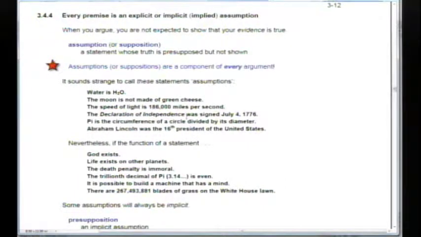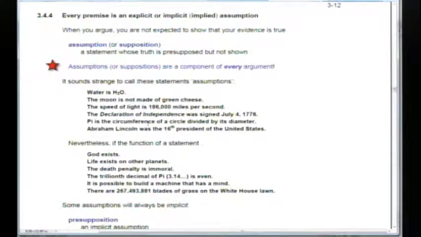Now, it sounds odd to call certain statements assumptions, like water is H2O, for instance, or the speed of light is 186,000 miles per second. I mean, but these are facts. They're not assumptions. Well, if something's a premise, then it's a statement whose truth you're assuming to be true in order to show that your claim is true. And that makes it, within the context of that argument, an assumption.